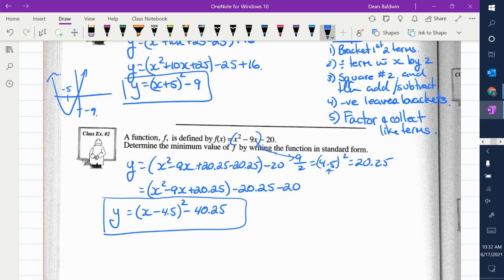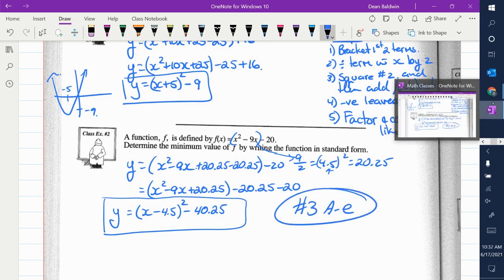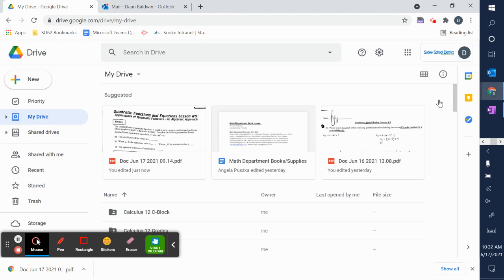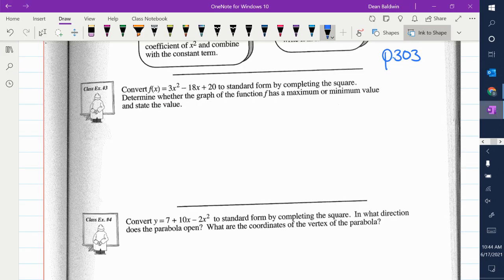You just have to practice it a few times, and then you will get the hang of it. I would like you to do question 3, A to E, please. The only wrinkle that we're adding here is we don't have a 1 there anymore. We have a different number. Everything's the same except for 2 steps.